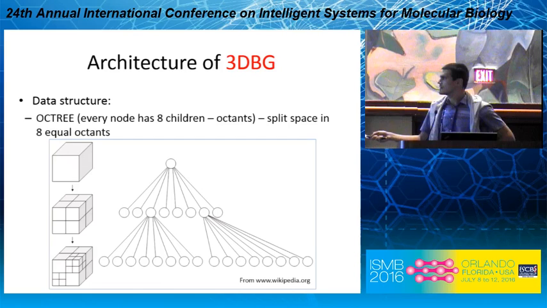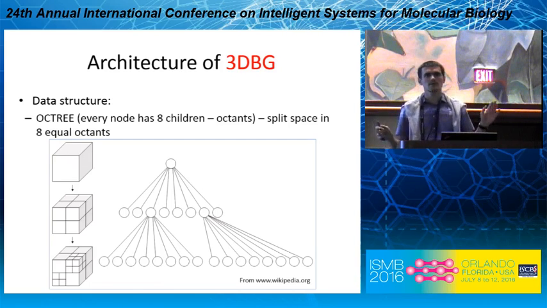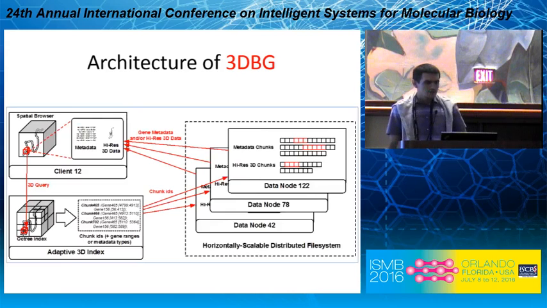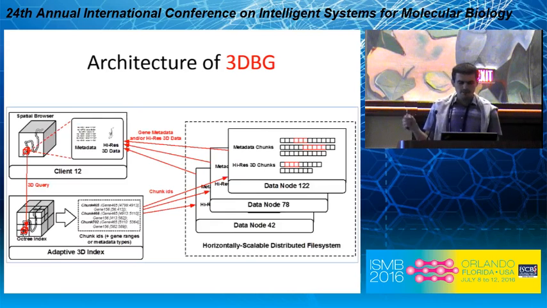That's why we were splitting some nodes. It depends on the weight, and on how dense this area is. So, a little bit more general picture, and this is the whole system of 3DBG.